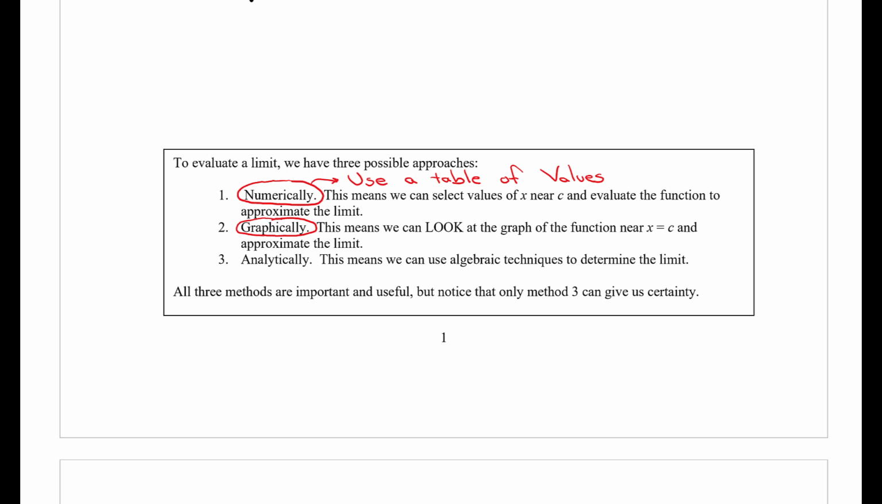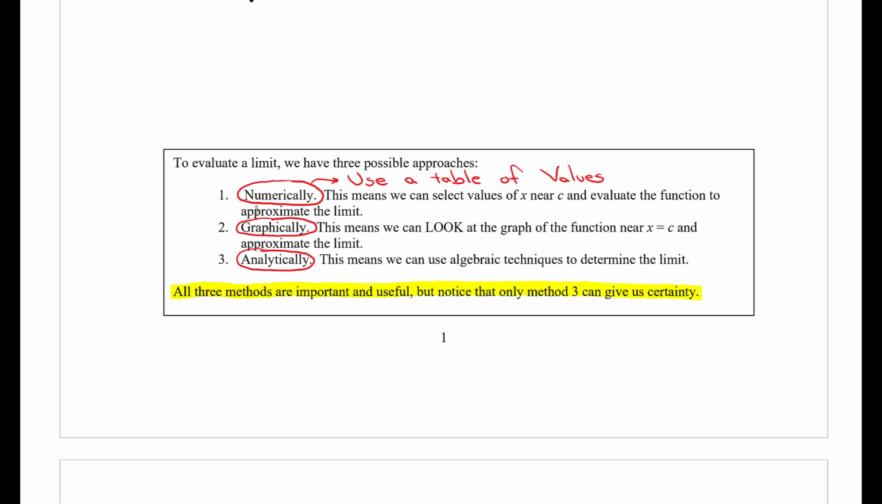Graphically, I'm going to circle the word graphically for number 2. This means draw a graph, and we're going to look at the graph, or maybe a graph is already presented to us. And 3, analytically, once again, this means using algebraic techniques, which we will be talking about in our next section. So I will hold off on analytically for now, and we're just going to focus on evaluating limits numerically and graphically for this section.